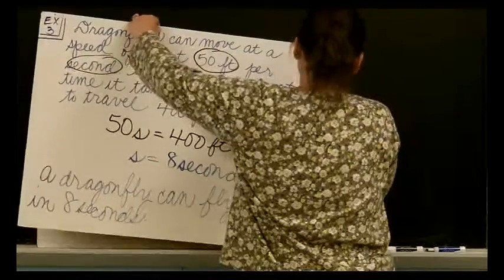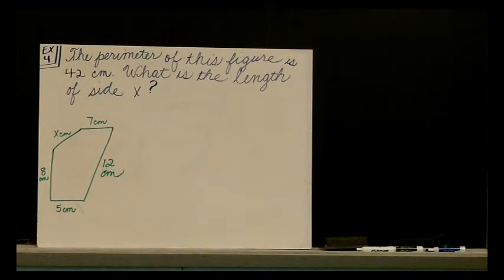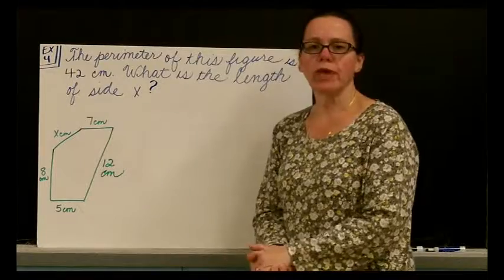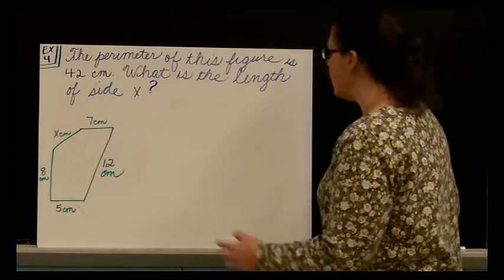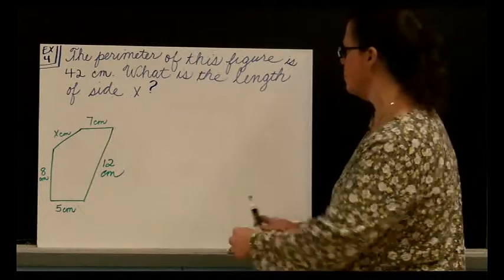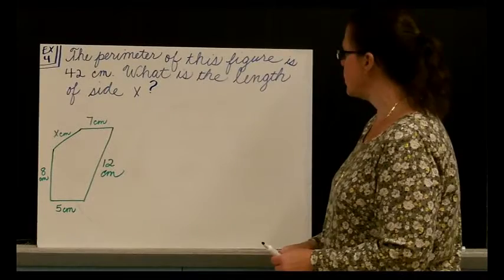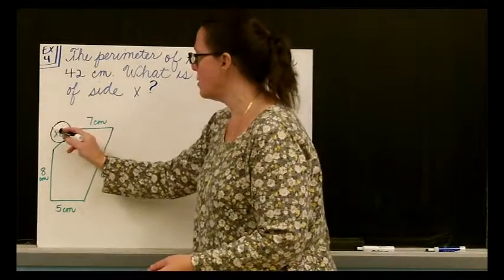One more example. Okay, up until this point, we've been doing a lot of problems with area. Today we are looking at the perimeter of this irregularly shaped figure. So the perimeter of this figure is 42 centimeters. What is the length of side X? So we will be looking for this.